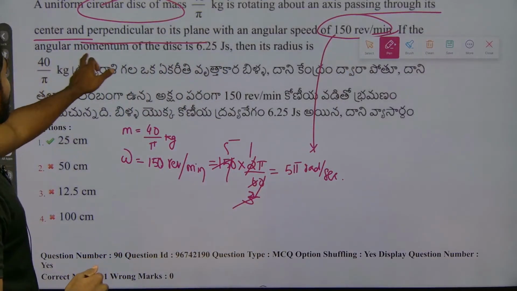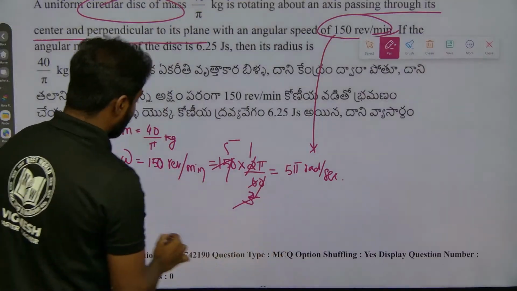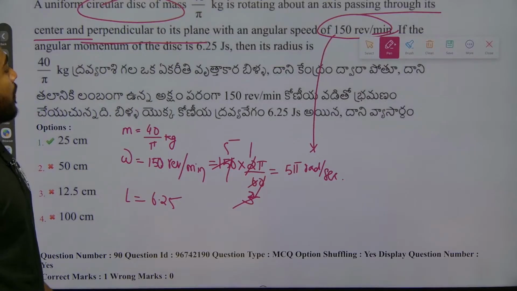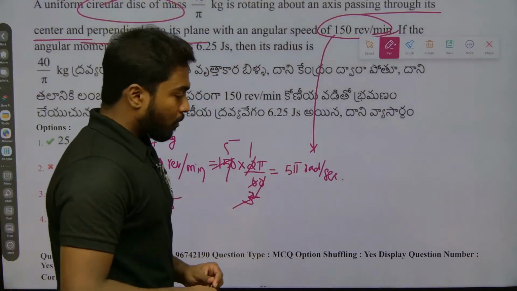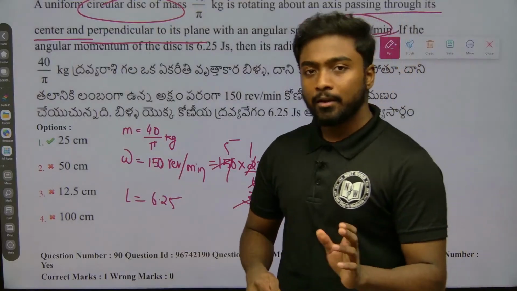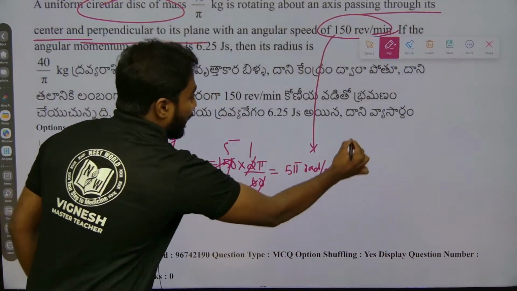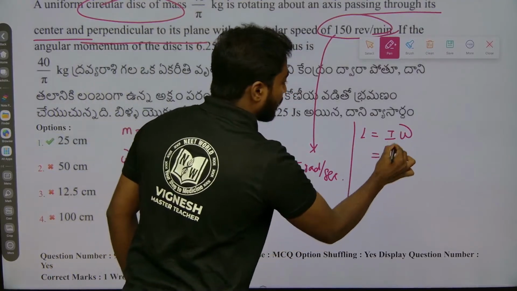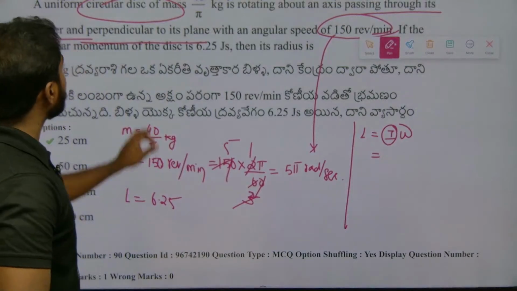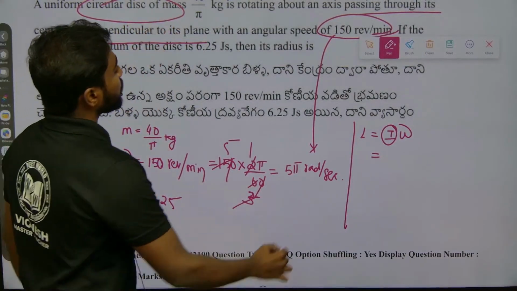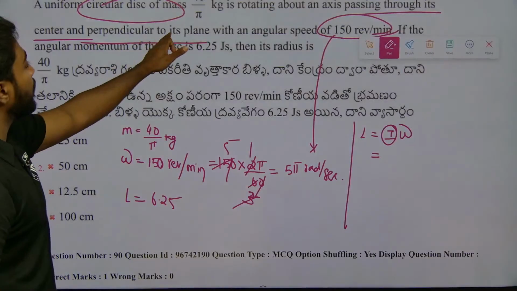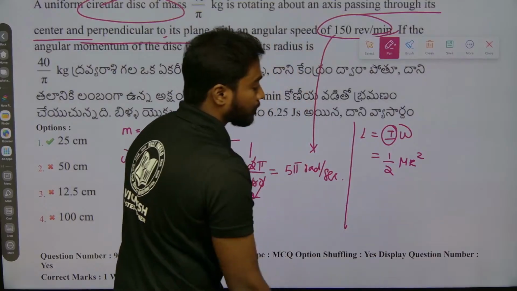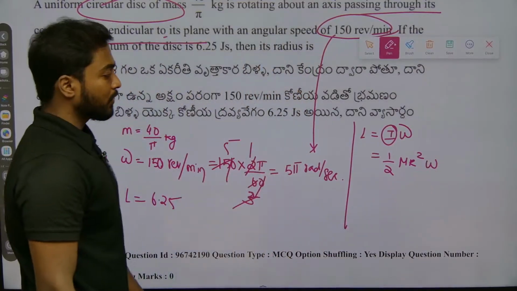Now the angular momentum of the disc, that is L is equals to, they have given 6.25, then its radius. What is the formula for angular momentum? I omega, right? So angular momentum is equals to I omega. What is the meaning of I? Moment of inertia, right? Moment of inertia of a circular disc passing through its center and perpendicular to its plane, that is half of mr square into omega. Okay, this is about the formula.